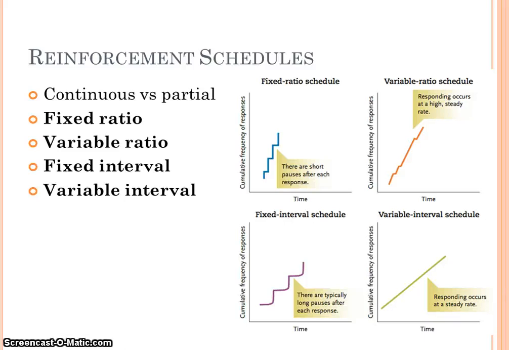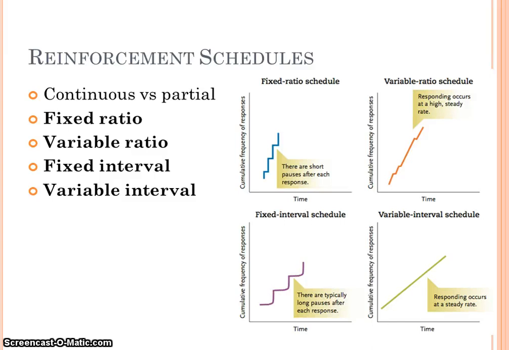So a fixed ratio is for every set number of times you do a certain behavior, you're going to be rewarded. An example of this would be for every 3 tricks a dog does, they get a treat. They don't get a treat after 1 trick or 2 tricks, it's every 3 tricks. That's fixed ratio. Variable ratio is random. We don't know how many times we have to do things before we get rewarded.